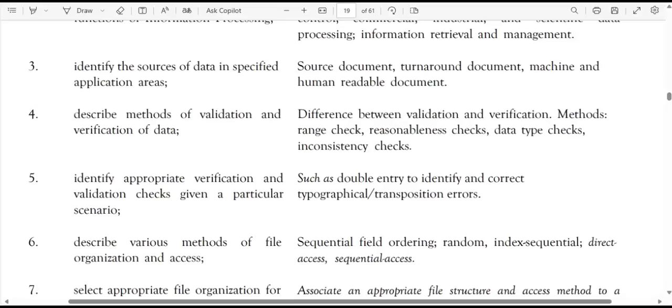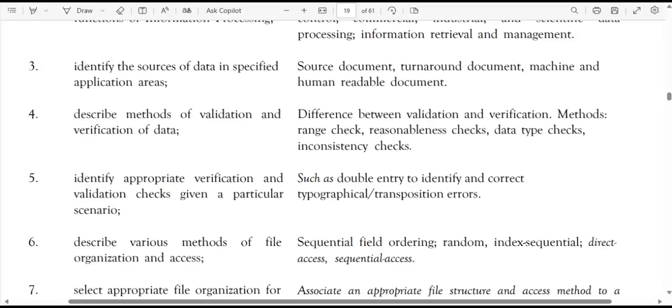Another method of validation of data is reasonability check, and this verifies if the data entered is reasonable or logical based on related data. Example, if a person's age is entered as 5, then their job title should not be manager.